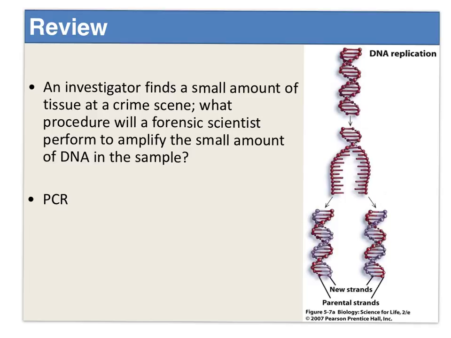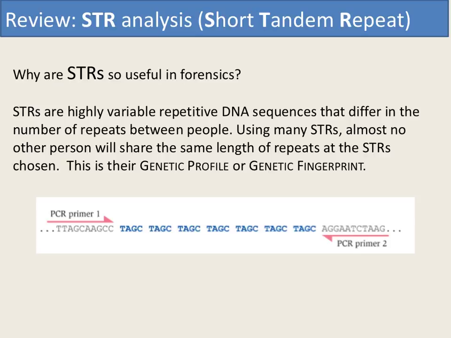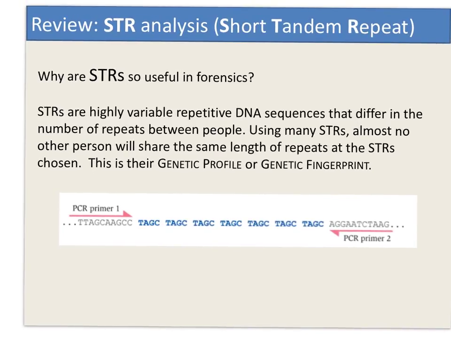Okay. Why did I put those there? Okay. It's PCR. So if you take a very small amount, let's say a couple of cells of DNA, you get the DNA out of it, you can amplify it to millions of copies. Okay. And then STRs are highly variable repetitive DNA sequences that differ in the number of repeats between individuals. If you use a bunch of different STRs, the probability of having two people on Earth having the same repeats is almost vanishing. It's vanishingly small.